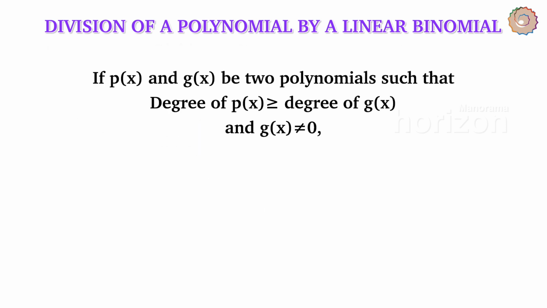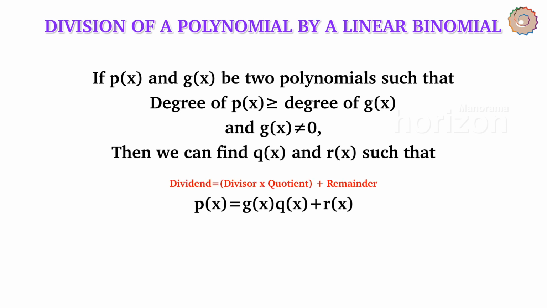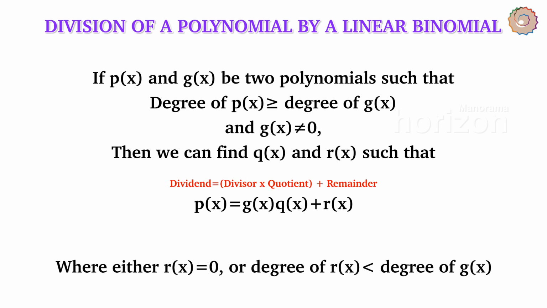Or in general, we can say that if p of x and g of x are two polynomials such that the degree of p of x is greater than or equal to the degree of g of x and g of x is not equal to 0, then we can find quotient q of x and remainder r of x such that p of x equals g of x into q of x plus r of x, where either r of x equals 0 or the degree of r of x is less than the degree of g of x.